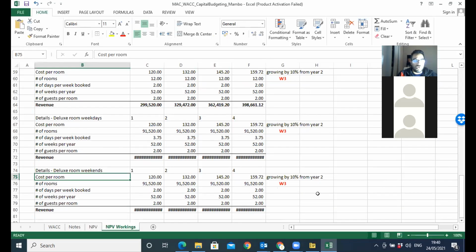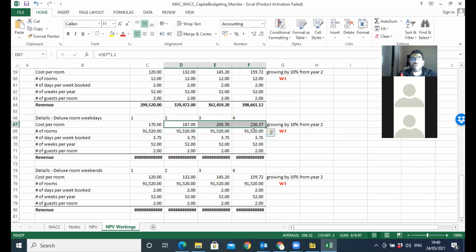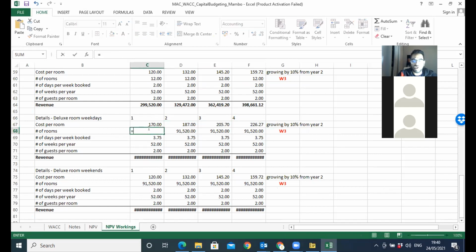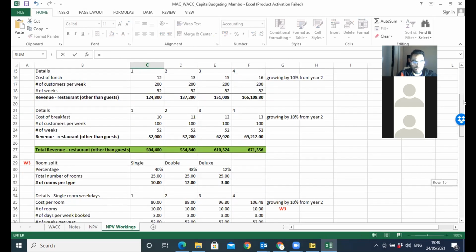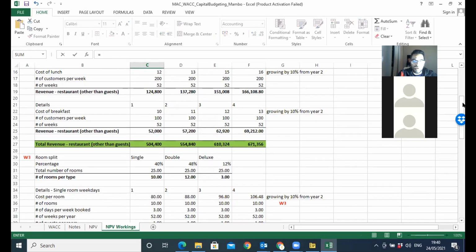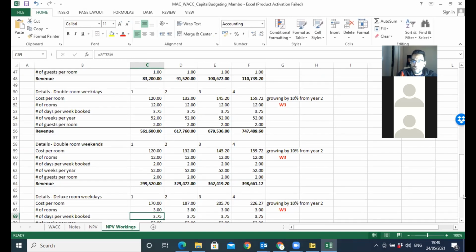Okay, so let's do deluxe rooms weekdays. A deluxe room is 170. Once again, we have to check this: where do they do the increase? I'm doing the increase from year 2 onwards. The number of deluxe rooms was 12%, which came to 3 rooms.